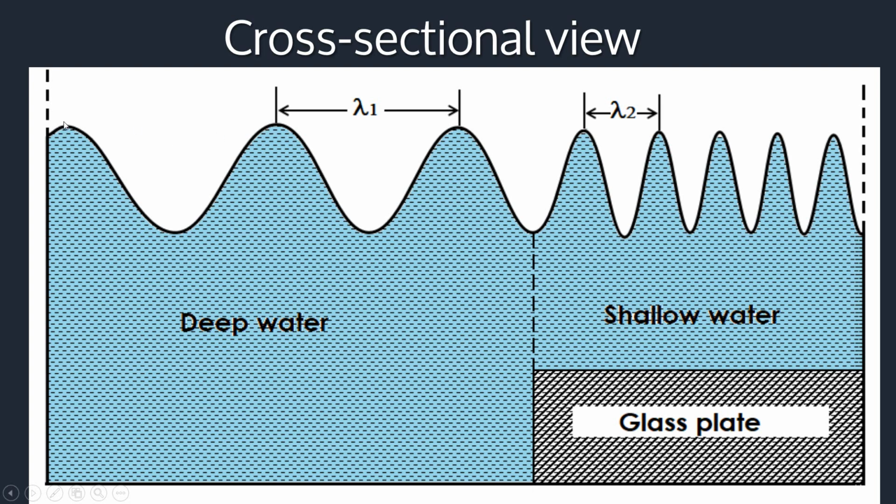Because every crest represents the position of a wavefront. There's a wavefront here, there's another wavefront here, and another wavefront here. Now look at the distance between two successive crests here, lambda 1. Do you see that it's bigger than the wavelength in the shallow water? In the shallow water, the distance between two successive crests is smaller than the distance between two successive crests in the deep water. So that's the cross-sectional view.